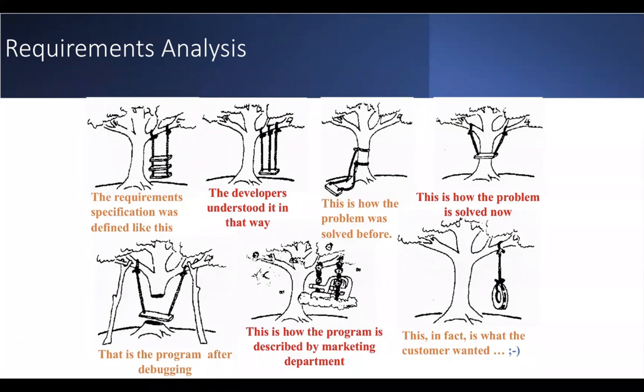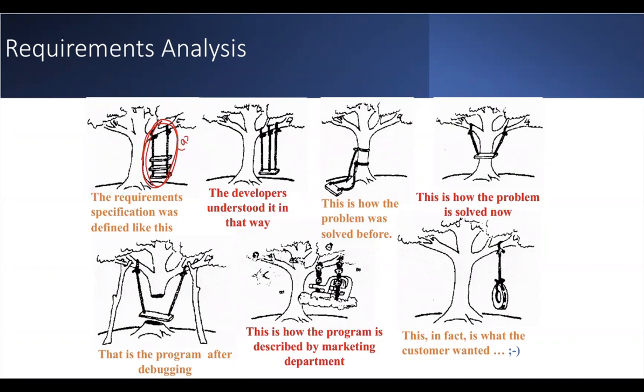So assume the requirement specification was done on this shape, where the customer would like to have a swing on a tree. And then when we collected the requirements and specified them, we, as requirement engineers, just assumed that it should look like this in figure A.